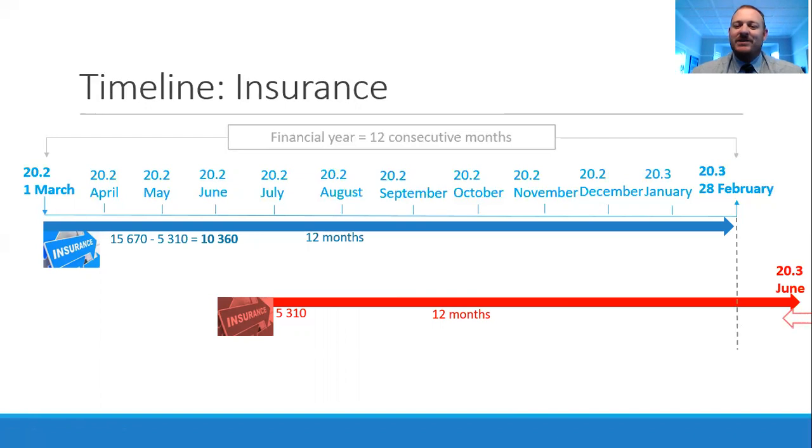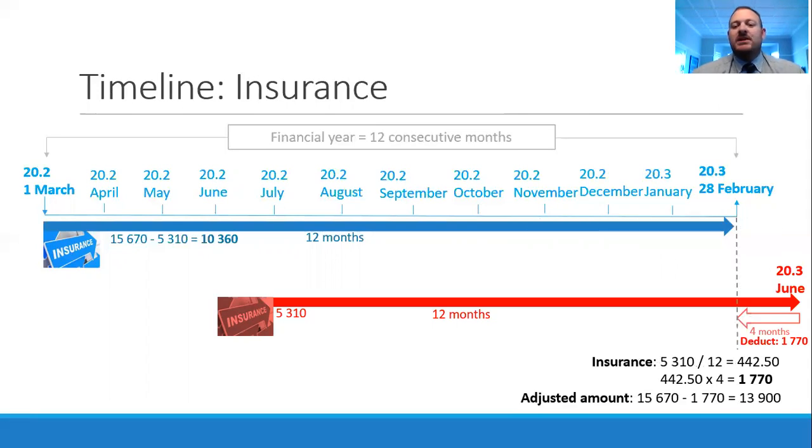So you'll see what needs to happen is we need to deduct 4 months insurance that was paid from this 5,310 Rand to again match this insurance expense to this current financial period. So we would need to deduct insurance by 1,770 Rand. How did we get that? If you take the 5,310 Rand divided by the 12 months for that contract, it's 442 Rand 50 per month. And then by deducting it by 1,770 Rand, you'll see that the new adjusted amount for insurance for this particular financial year needs to be 3,900 Rand. So that's how I would have dealt with it.